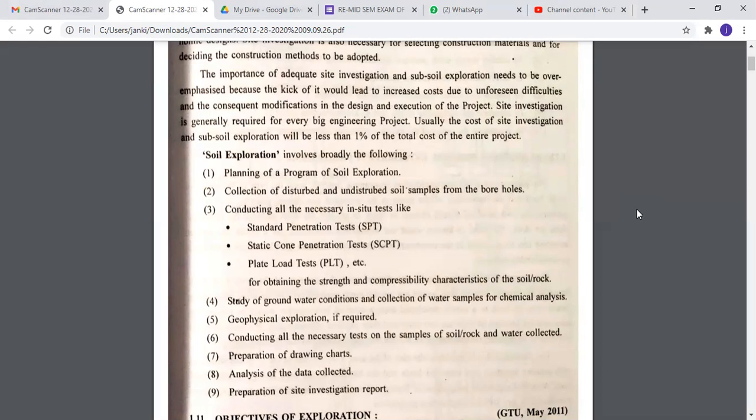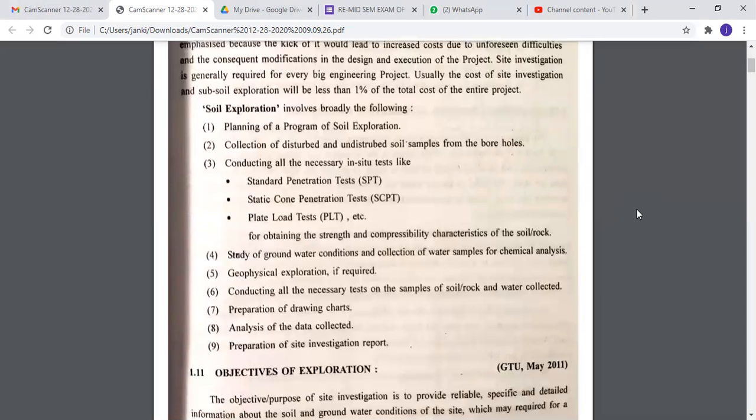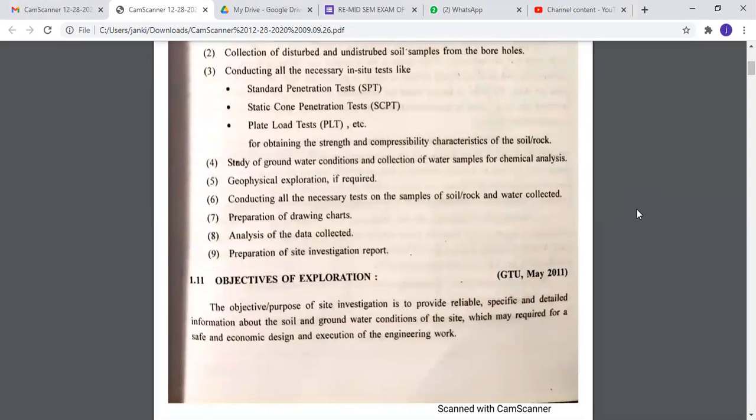Right. So going forward, what are the main objectives of the exploration? The main purpose of the site investigation is to provide reliable, specific, detailed information about the soil and groundwater conditions of the site, which may be required for a safe and economical design and execution of the engineering work.